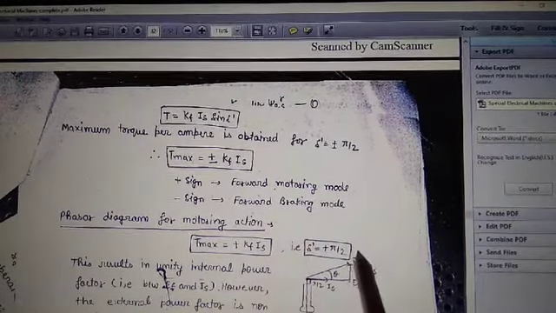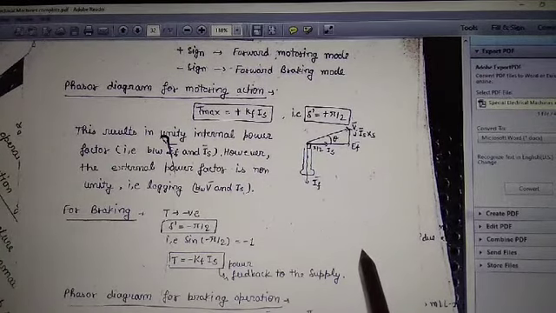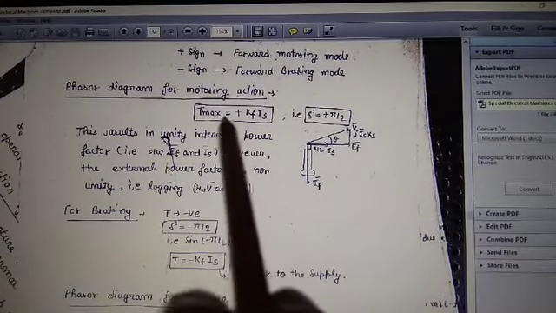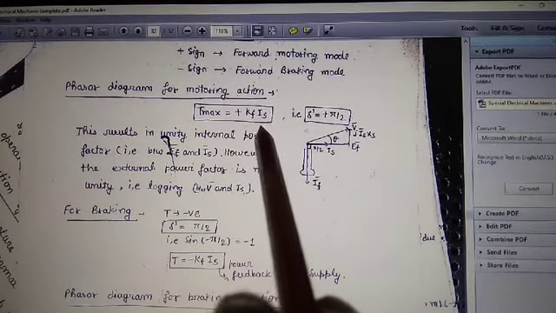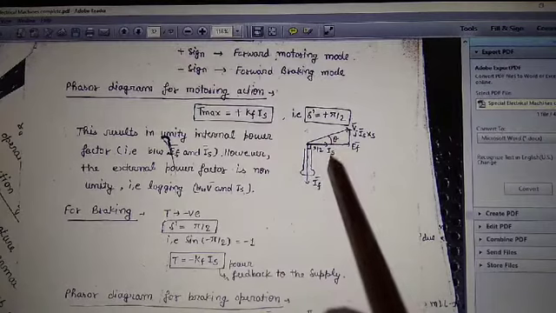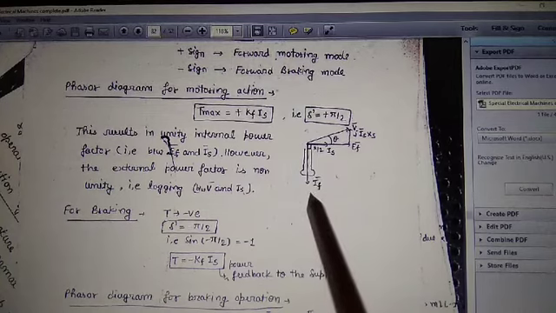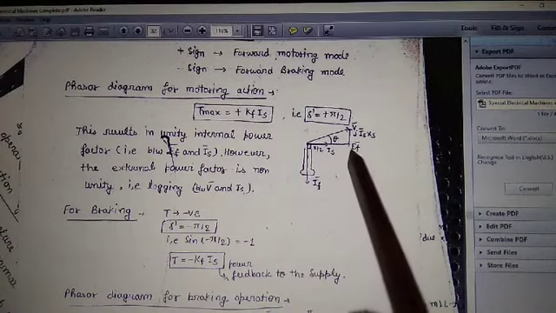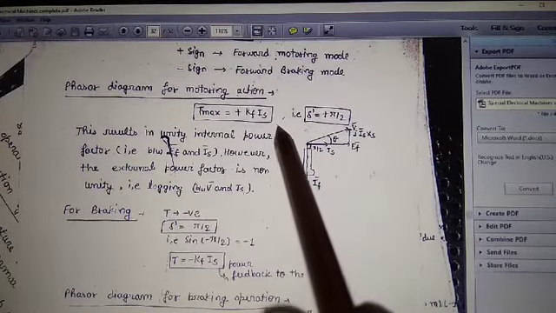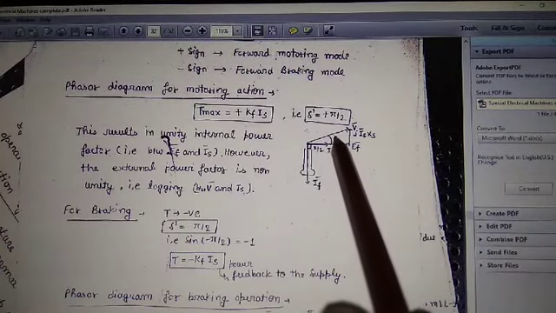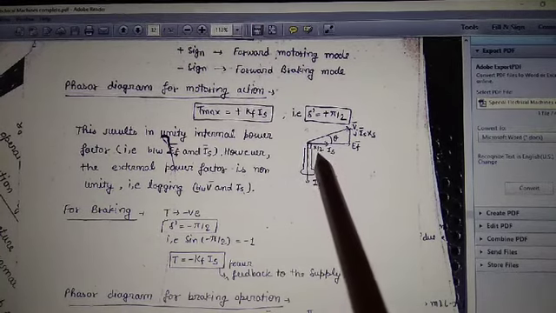Now we discuss motoring operation and braking operation. In the phasor diagram for motoring operation, we find the value of T max equal to plus K_F I_S. This is your phasor diagram, D axis and quadrature axis. In the D axis we represent the field current, and in the quadrature axis the maximum value occurs when sin delta is maximum, 90 degrees. The angle between the field current and stator current is plus pi by 2.